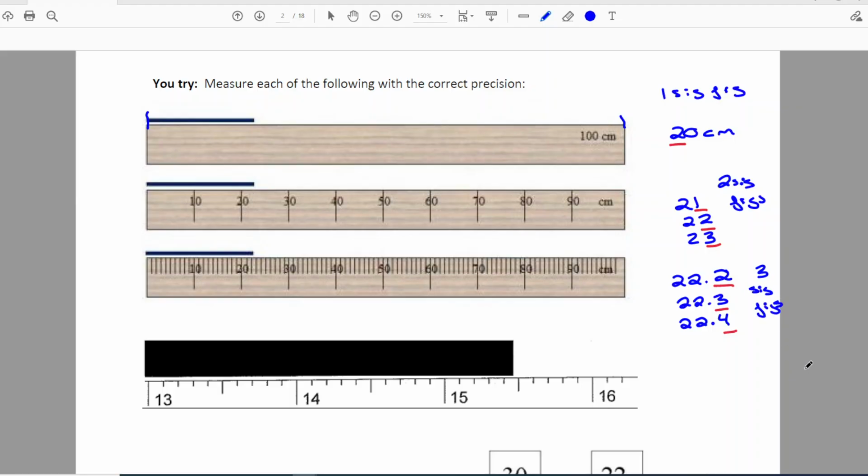So the sig fig things, don't stress. We're going to focus on that more in like 2 seconds. But just making sure you understand that when you're measuring, you go for your last known line and then go 1 beyond that.